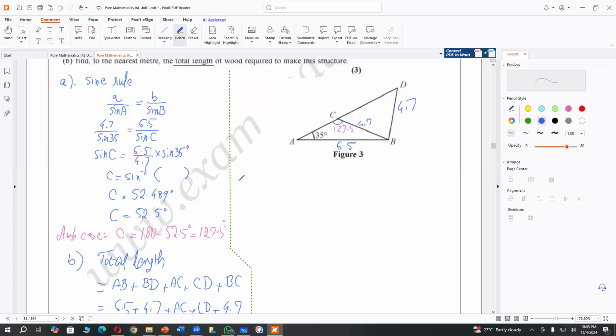Now I'm waiting for you. Then how should I now find the AC? I can find the third angle here, which is what I'm doing right now. I found that angle and then I started using the sine rule to find it.